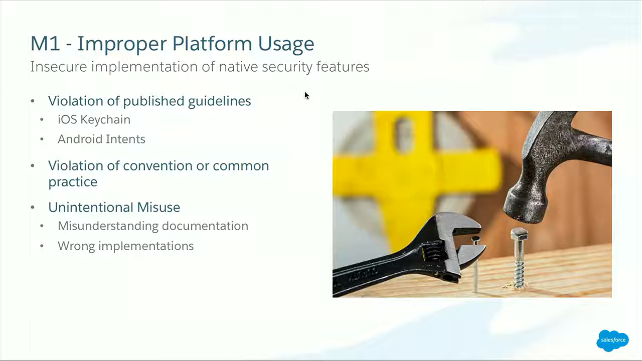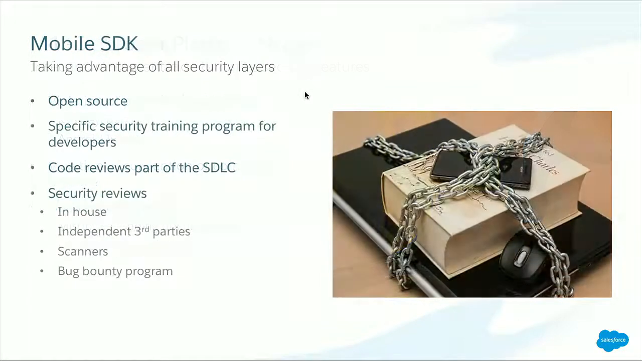So what we find is that the most common issue is that when developers write mobile apps, they don't have a full understanding of the security capabilities that the operating systems offer. And sometimes they just don't implement it, or when they implement it, they do it in the wrong way because they don't understand the documentation, or because it's simply very complex, like cryptography. So we found that sometimes even violation of conventions leads to vulnerabilities.